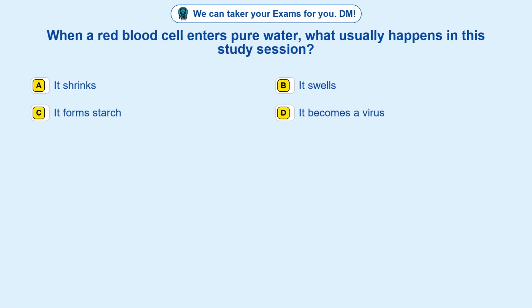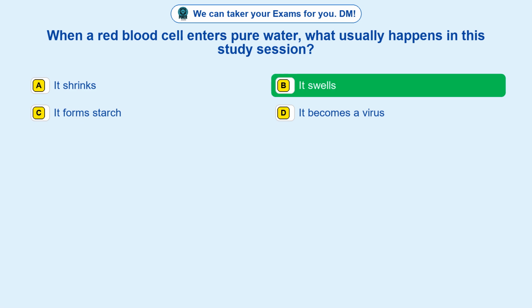Question 8. When a red blood cell enters pure water, what usually happens in this study session? Option A, it shrinks. Option B, it swells. Option C, it forms starch. Option D, it becomes a virus. The correct answer is option B, it swells.